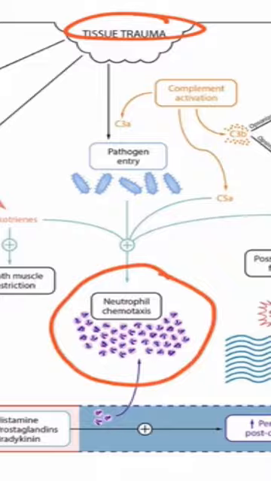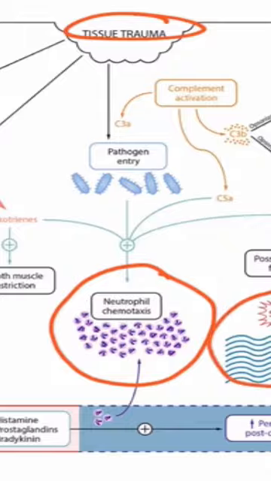You can see that there are many arrows pointing toward neutrophil chemotaxis, indicating that acute inflammation largely functions to bring these neutrophils into the tissue. And as mentioned before, the job of these neutrophils is to gobble up all the pathogens or the necrotic tissue. And neutrophils are discussed in more detail in section 3 of this chapter, which is the next video.